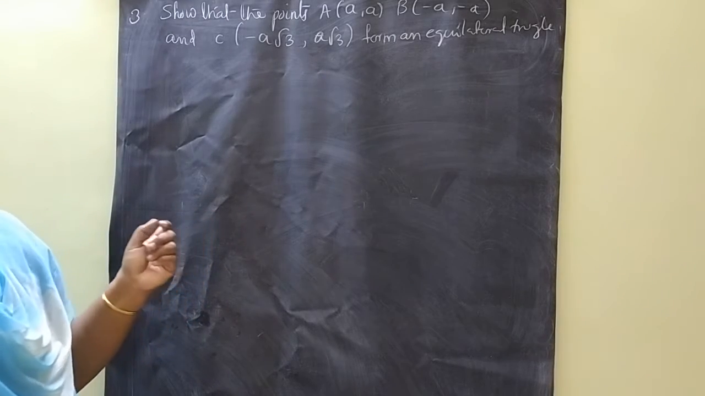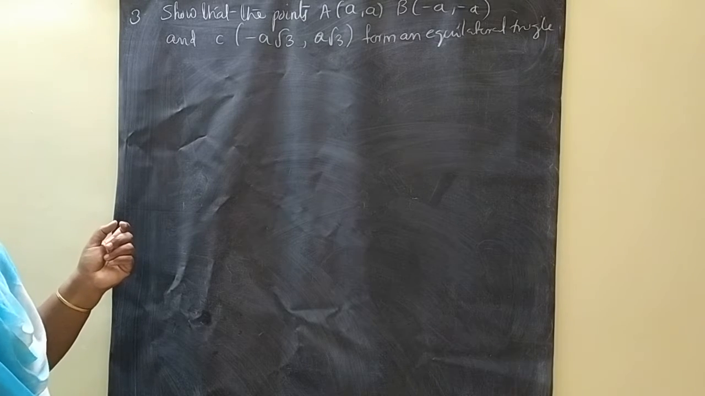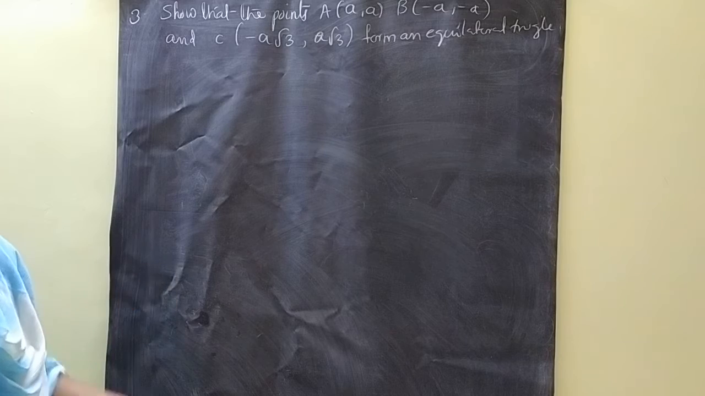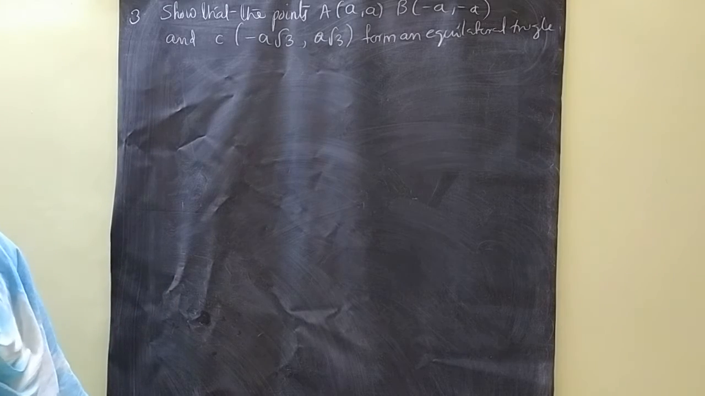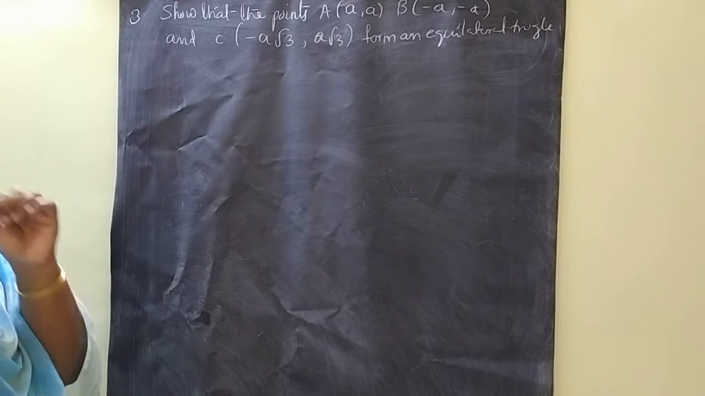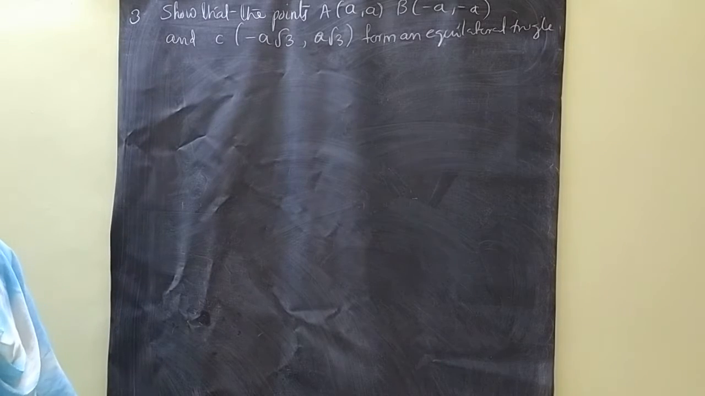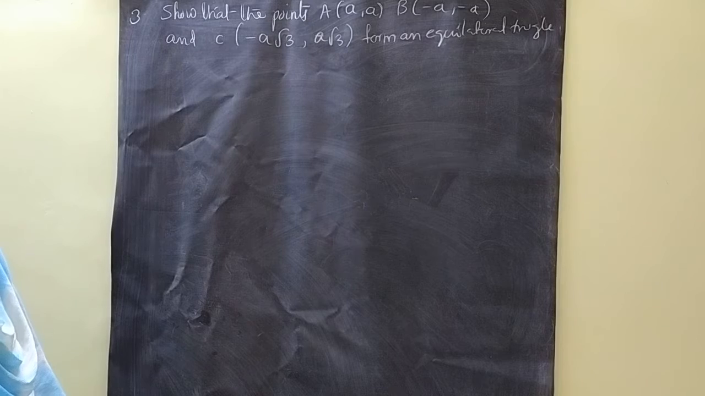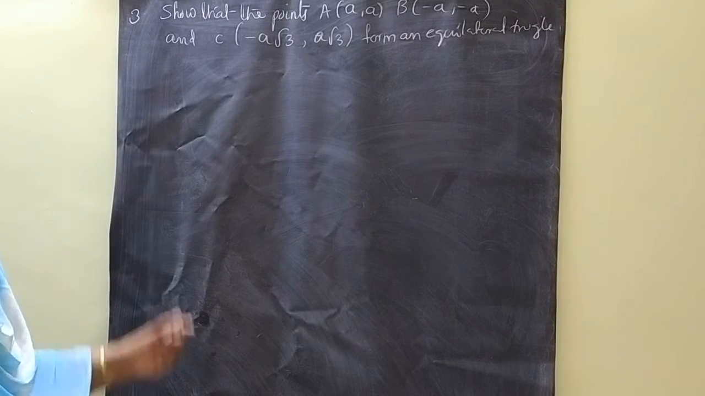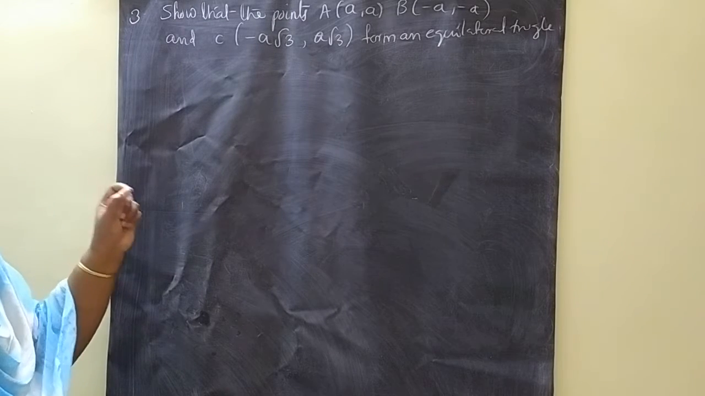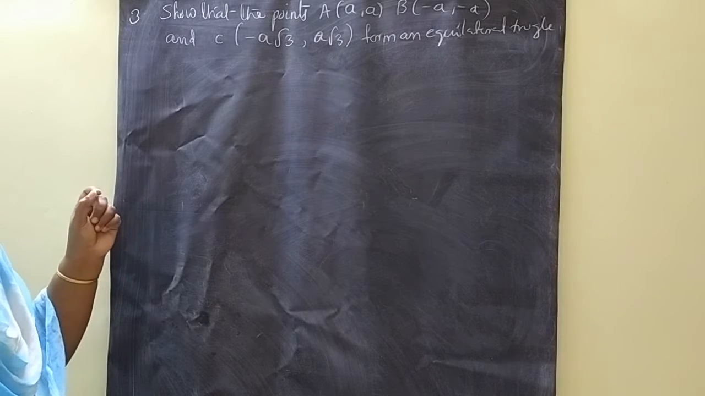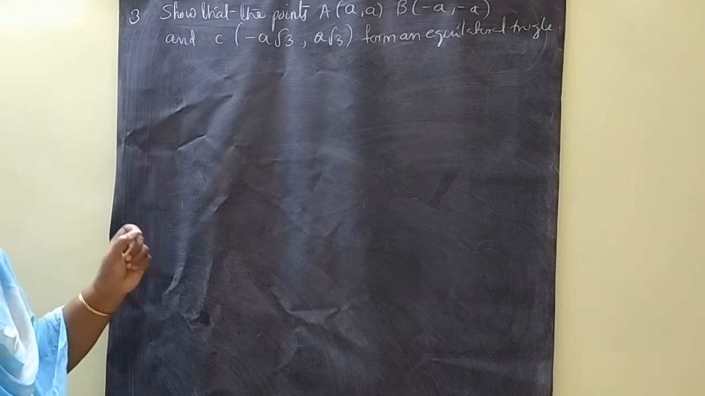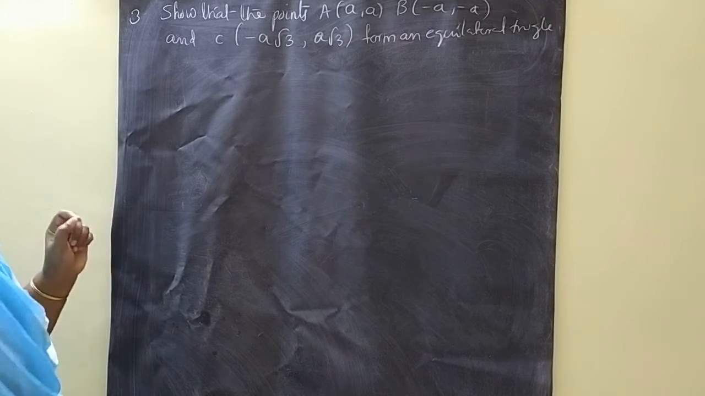Show that the points A, A; B, minus A; C, minus A root 3, A root 3 form an equilateral triangle. So what is meant by an equilateral triangle? All the sides are equal. So it is enough to prove that AB is equal to BC is equal to AC. All the three sides are equal.